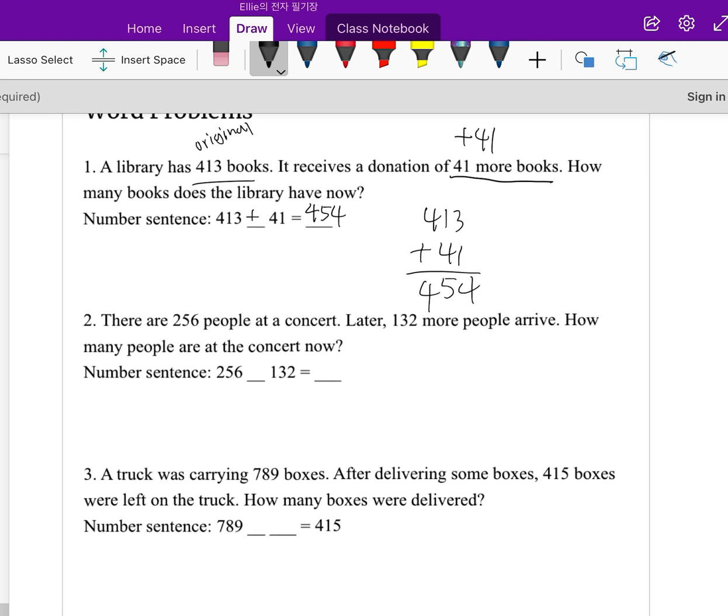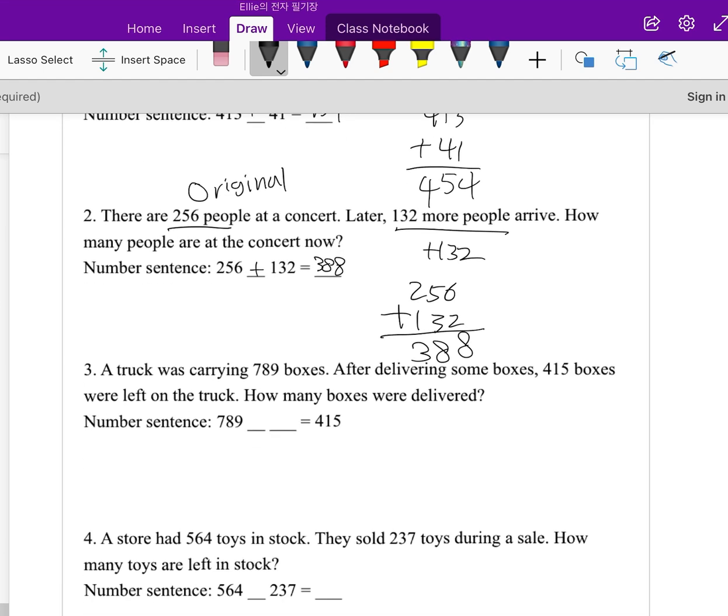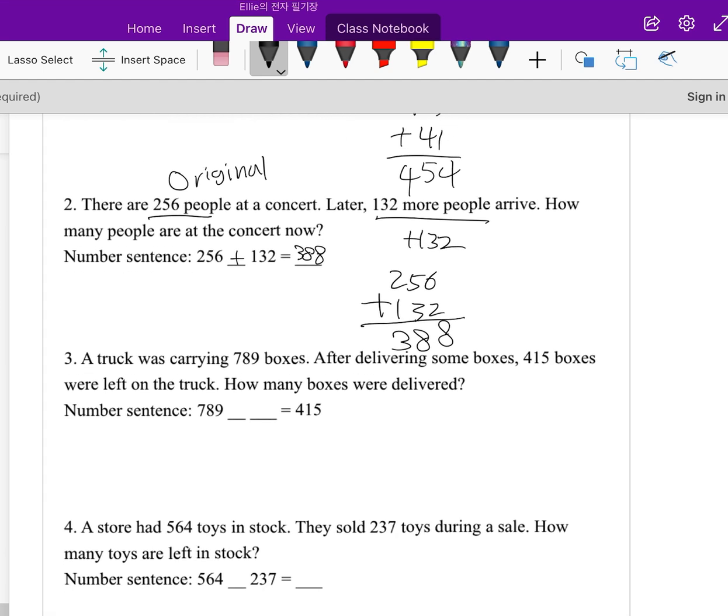Number 2, there are 256 people at a concert. Later, 132 more people arrive. How many people are at the concert now? So I do addition because it's more people. So 6 plus 2 is 8. 5 plus 3 is also 8. And 2 plus 1 is 3. So plus, and 388.